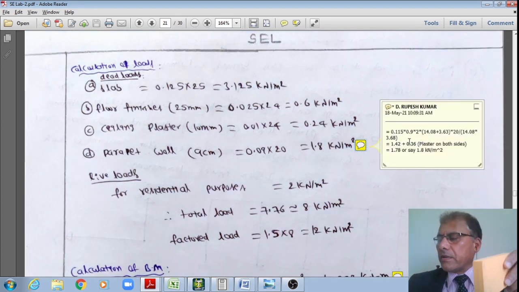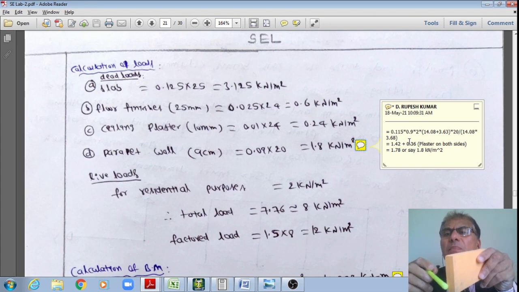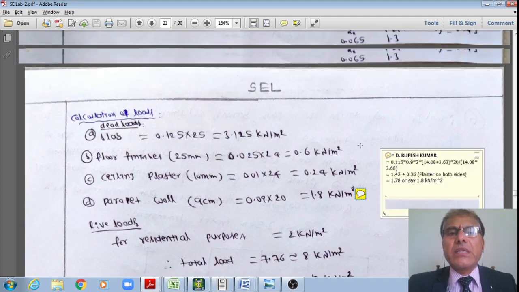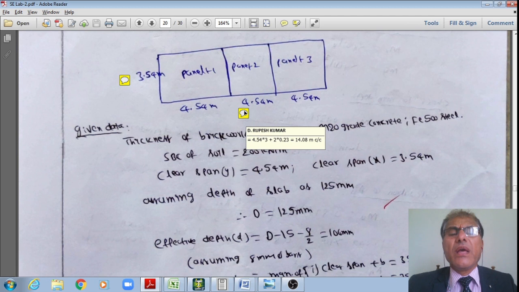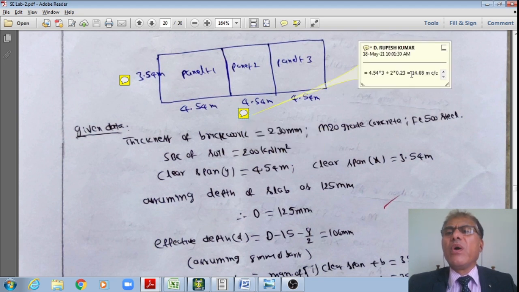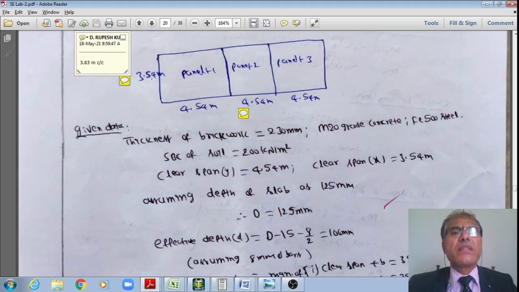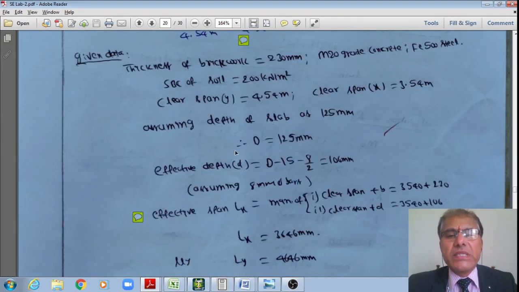That multiplied by height, the height is equal to 0.9 meter, I do have the total peripheral length of this building. Let us see the outer dimensions of this building, student, right? What is the outer dimension? In the length direction, the total length is equal to 4.54 multiplied by 3 panels, and in between I do have 2 thicknesses of 0.23. Therefore it works out to 14.08 as the outer to outer dimension. Similarly, in the width direction, it works out to 3.54 plus 0.23, that is 3.63 approximately.